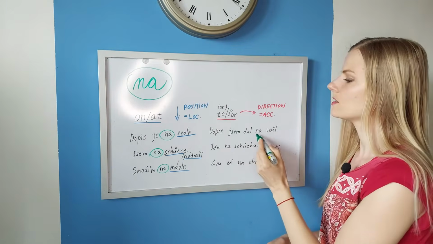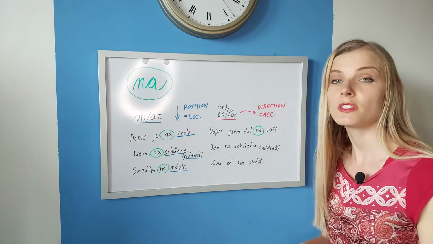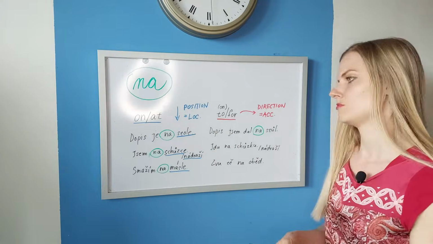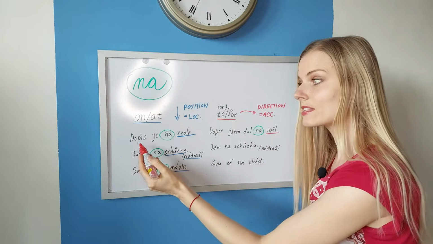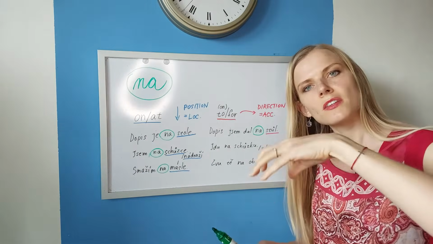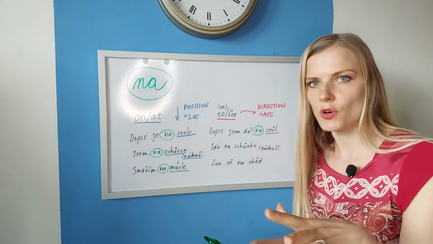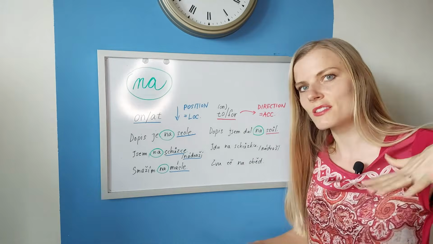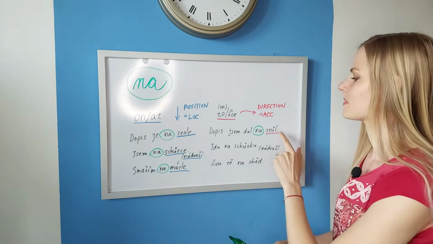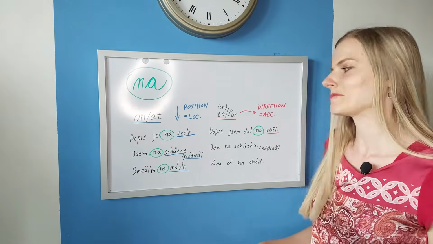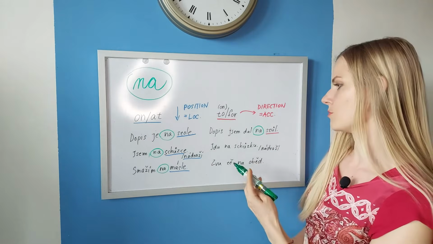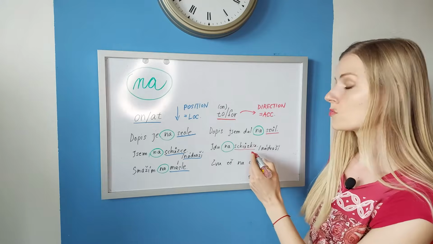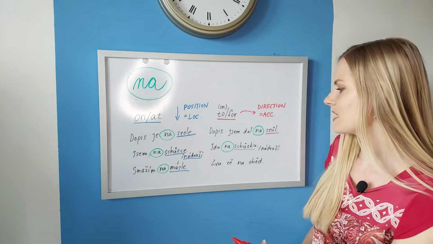Dopis jsem dal na stůl. I put the letter on the table. We are here speaking about the direction though. Whereas in the previous sentence, I was speaking about the letter being placed on the table. And here I'm saying I put it, this is the direction, the movement, and it needs accusative case. Na stůl. Jdu na schůzku. I'm going to a meeting or for a meeting. Schůzka, schůzku. Clear accusative case.